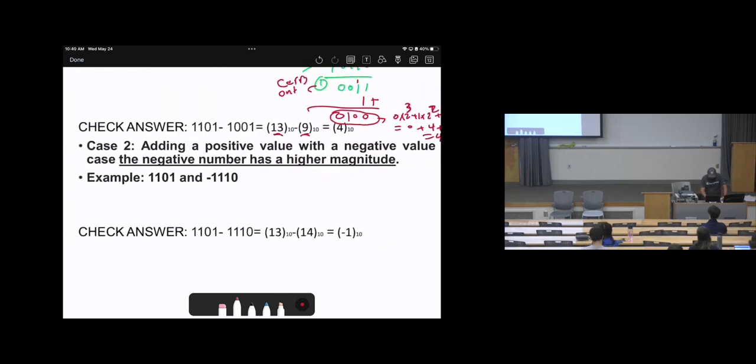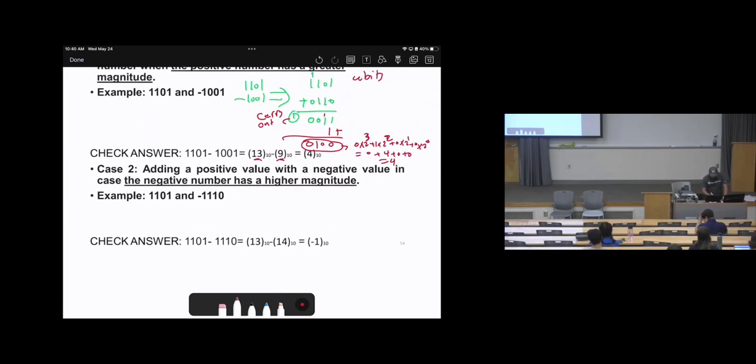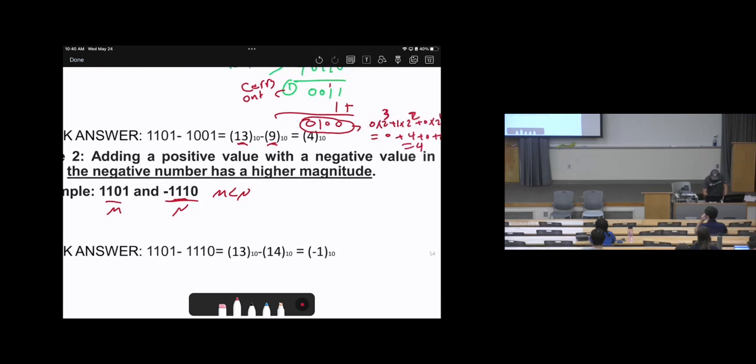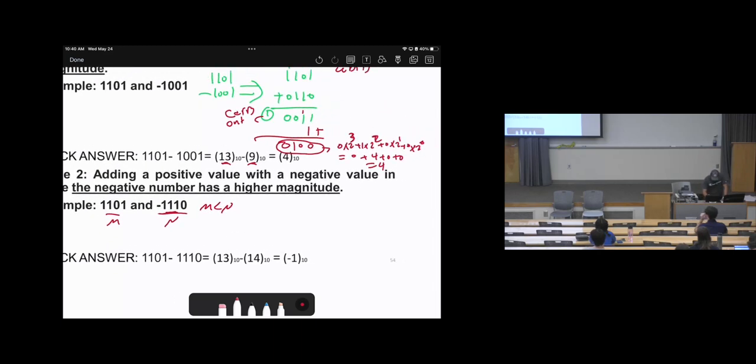Now, how about when we make this subtraction? 1101 minus 1110. So we realize this is m, this is n. n is larger than m. So how do we do the calculation? The same as normal. So it is here 1101. Now we subtract 1110, but we need to find the complements.